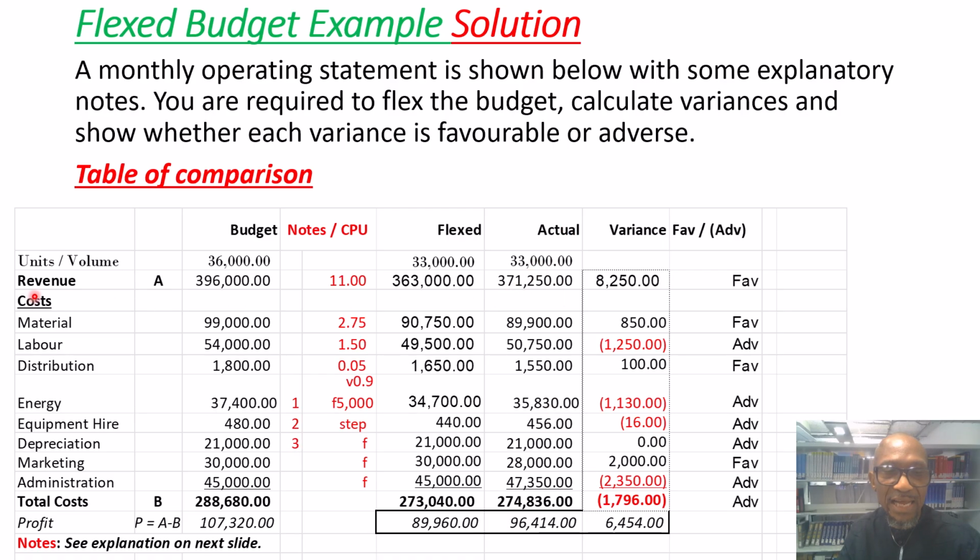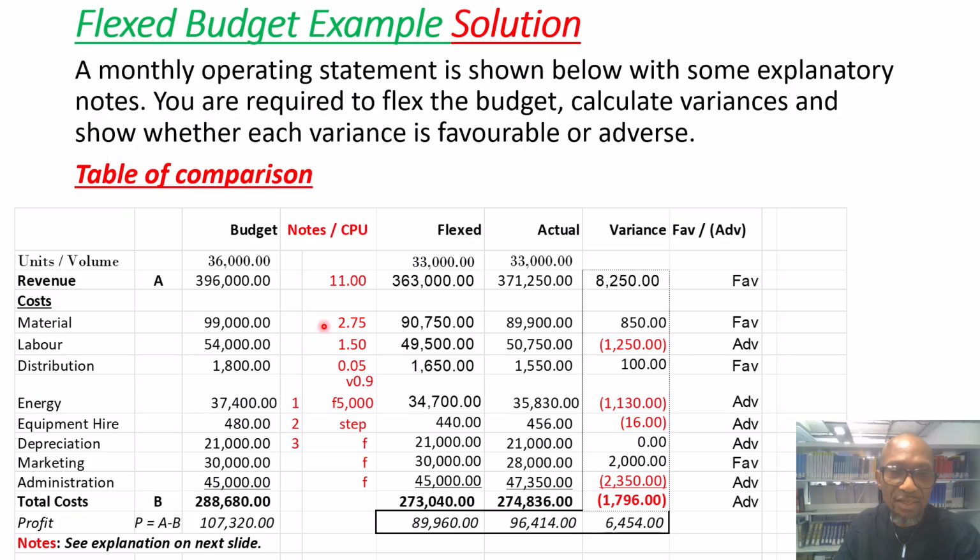Looking at the first line, the revenue, you will notice that the actual performance was better than the flex budget. That's how we got the favorable variance of 8,250. So we say 371,250 less 363,000 to arrive at 8,250 favorable.